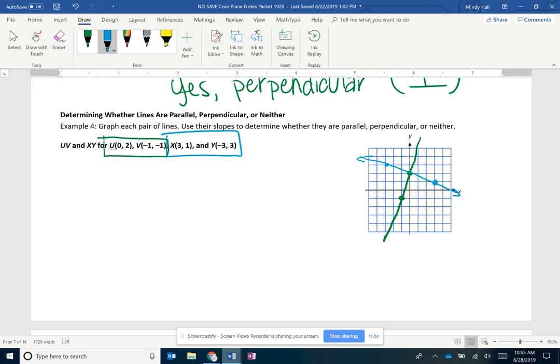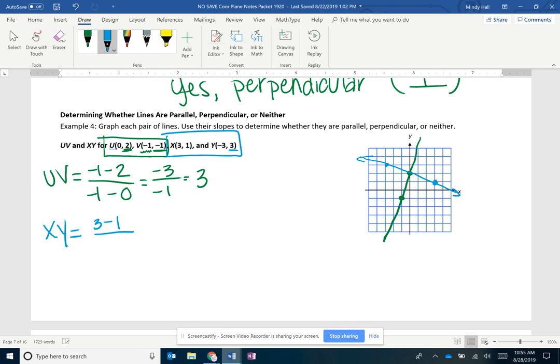So we are going to use the slope formula. For UV, the difference in my y's would be -1 minus 2. And since I started with the -1, I'm going to have to come back -1 minus 0. -1 minus 2 is -3, and -1 minus 0 is still -1, so that just makes it a positive 3. So then for XY, my y value, 3 minus 1 over -3 minus 3.